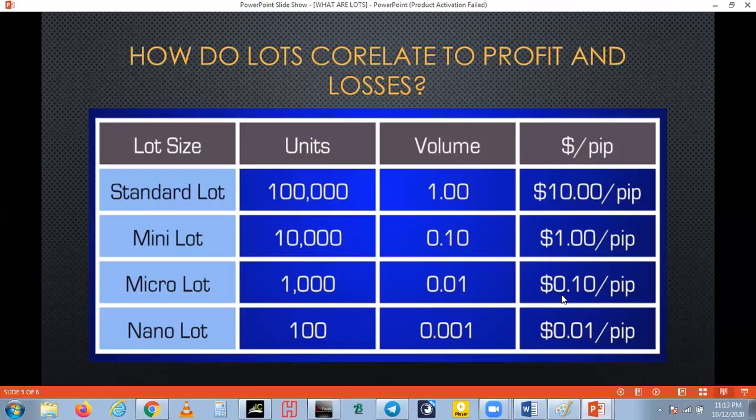Try to calculate that. Let me give you some time. 0.01, that's a micro lot. For 1 pip, you get 10 cents. It means for 2 pips, it will give you 20 cents. For 5 pips, it will give you 50 cents. And for 10 pips, it will give you $1. For 20 pips, it will give you $2. For 20 pips here, it will give you $20. 20 pips here will give you $200. So they are different, and it's based on your account size before you can use all these kinds of lot sizes. Okay, let's get to the next one.